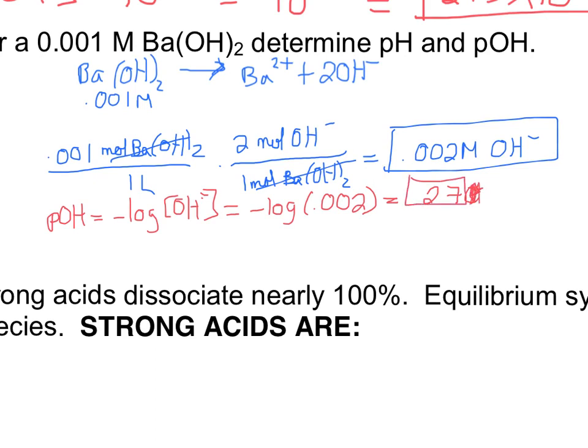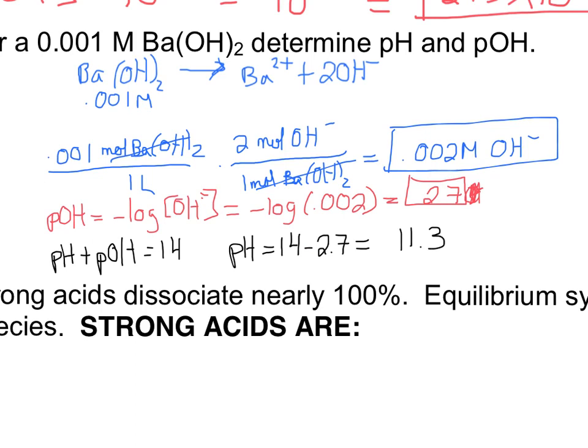And then to find the pH, you can say pH plus pOH is equal to 14. So pH is equal to 14 minus 2.7. So that gives you 11.3.